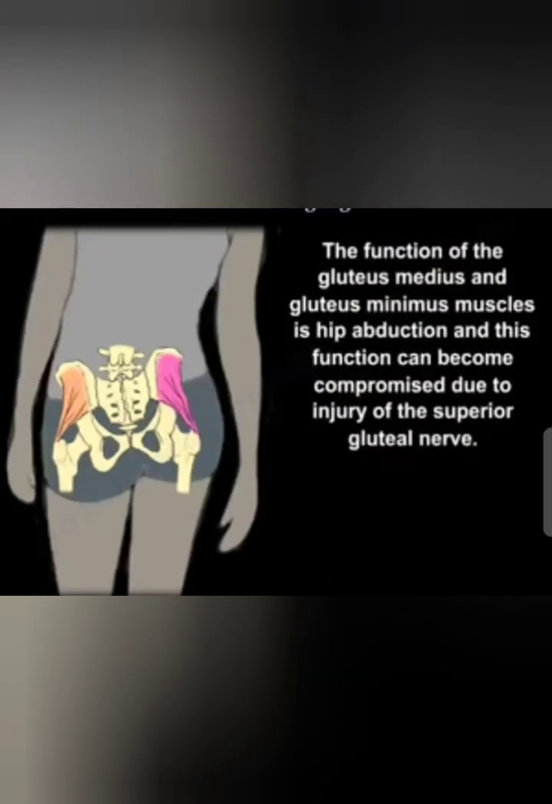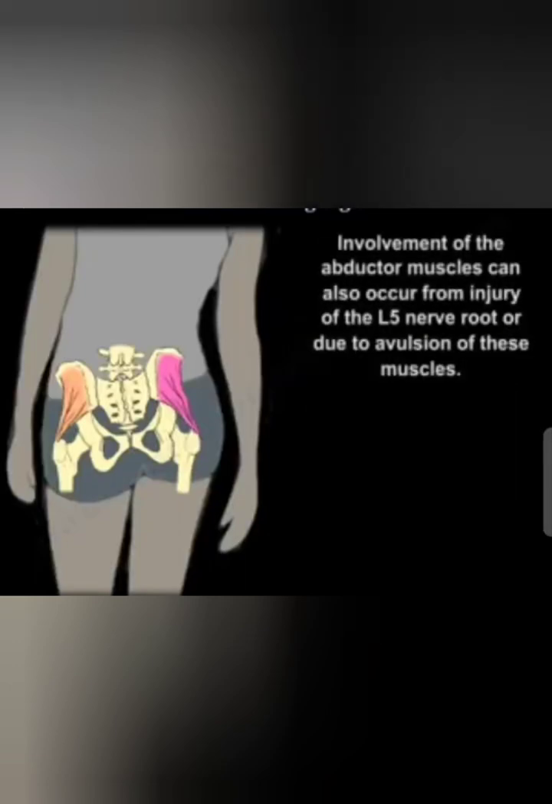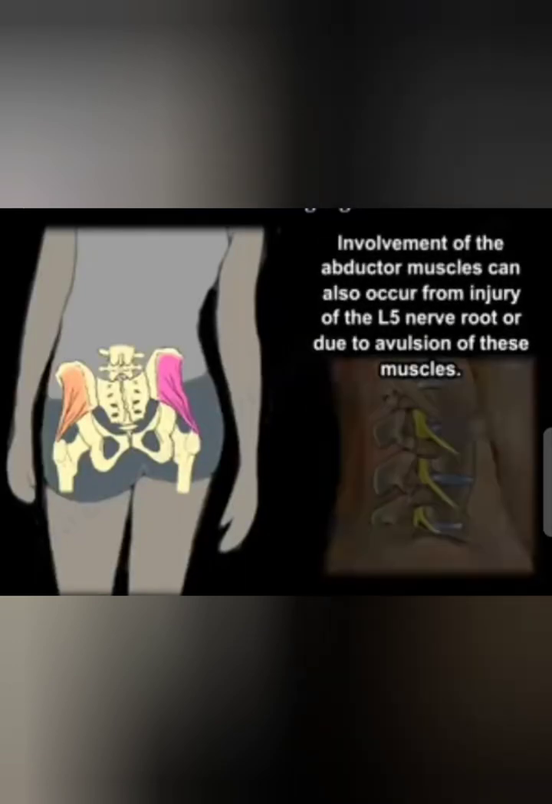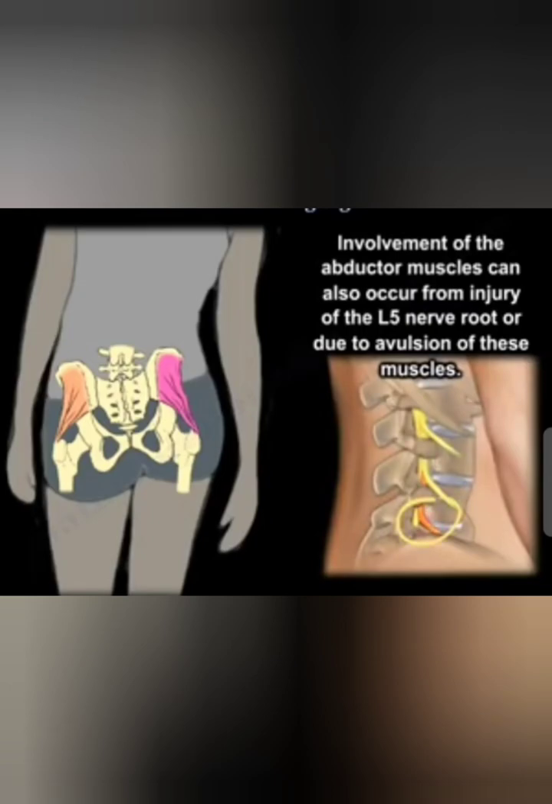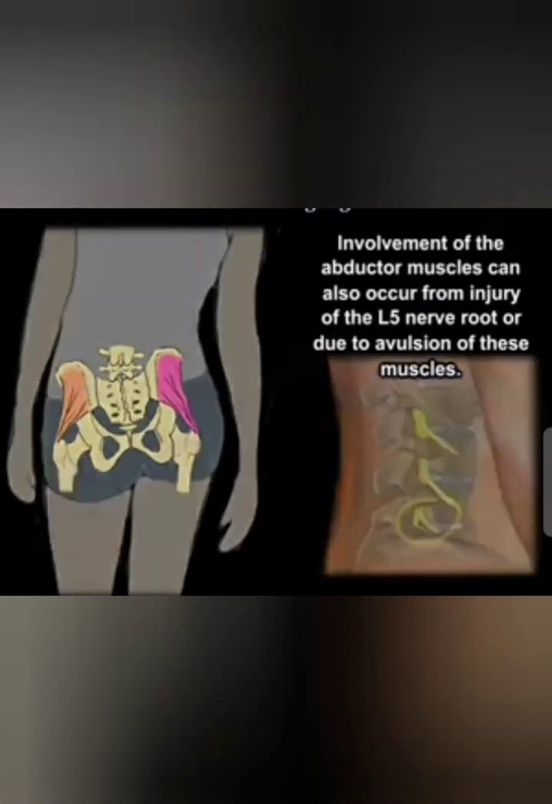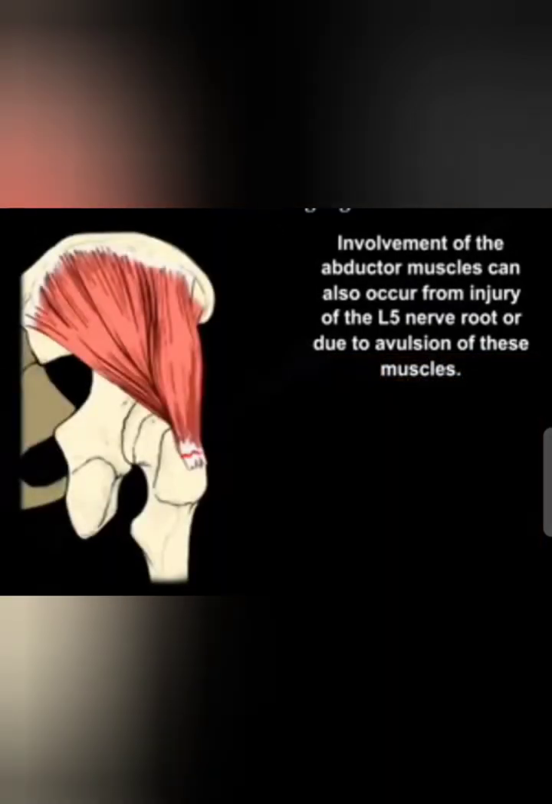The function of the gluteus medius and minimus muscles is hip abduction, and this function can become compromised due to injury of the superior gluteal nerve. Involvement of the abductor muscle can also occur from injury to the L5 nerve root or due to avulsion of these muscles.